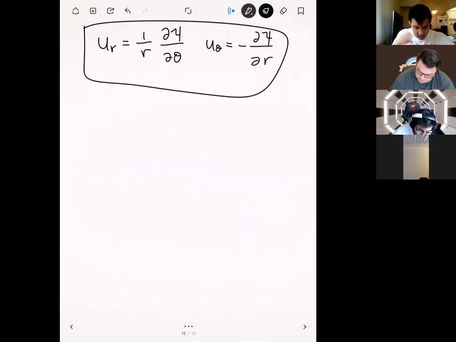Okay, so let's do an example just to show you how these are used in action. And so let's say that we have a velocity field where the components are given by the following.